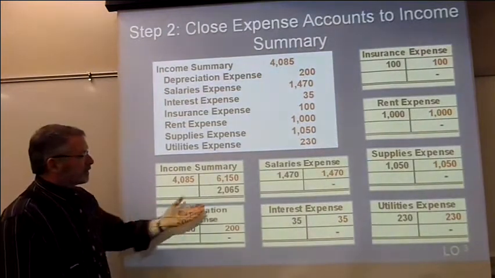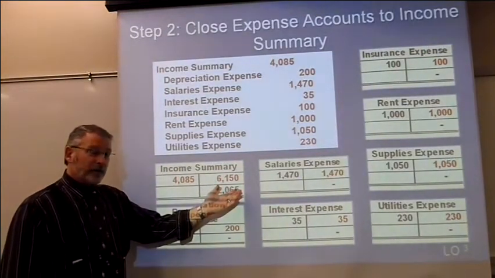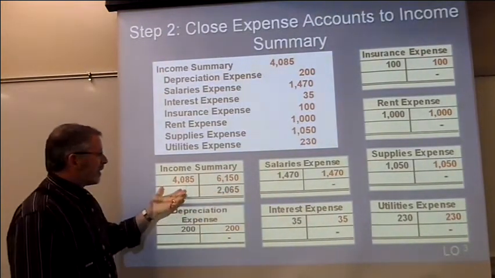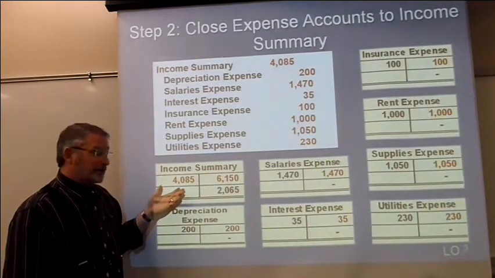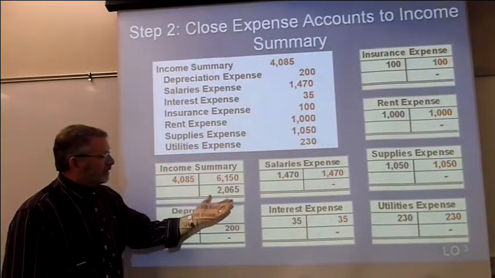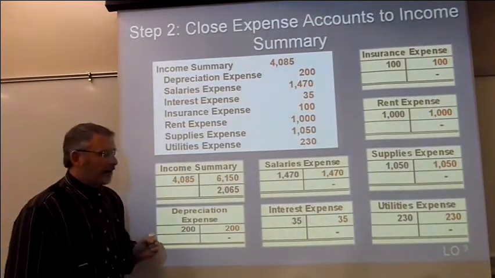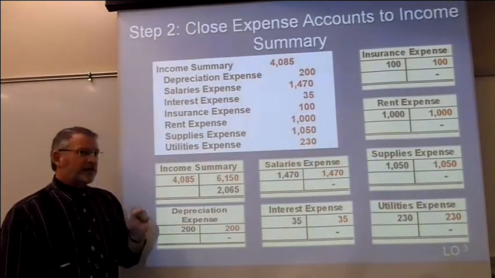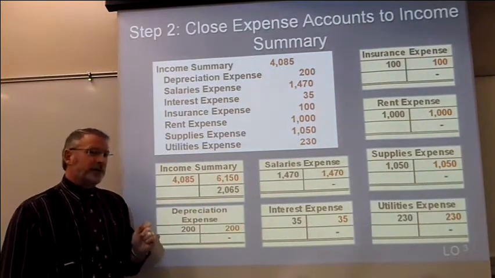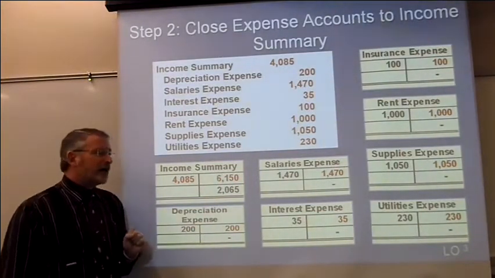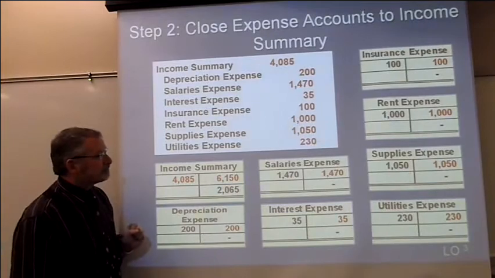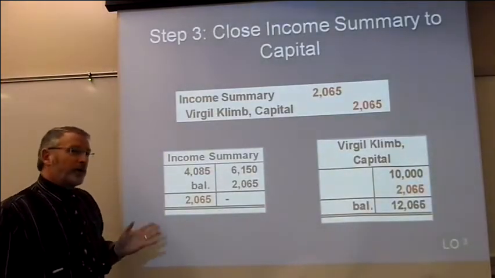The result being our $61.50 credit from when we closed the revenue accounts, a debit of $4,085 when we close all the expenses, and the resulting balance being a credit balance of $2,065. Now that $2,065, if you look at the worksheet for this problem, looks pretty familiar. That's actually the net income for the business. So what do we do with that now?